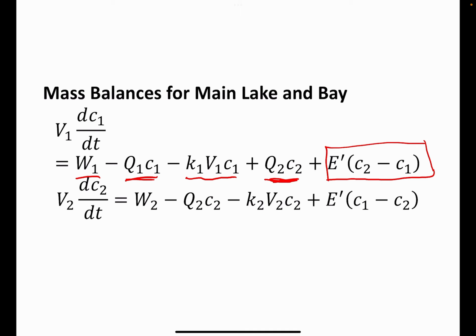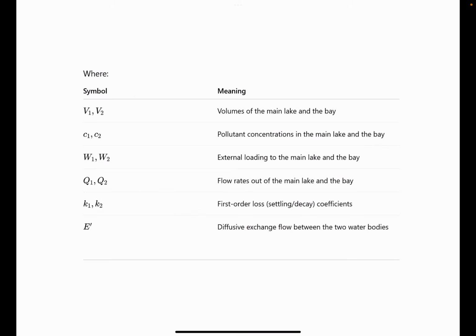Same thing if you want to apply the mass balance for the bay, V2 dC2 over dt is the load in the bay, minus Q2 C2 minus any reaction, plus the diffusivity times (C1 minus C2). And of course, it has to move from C1 to C2 if you want to have it positive. So it's depending on the concentration gradient.